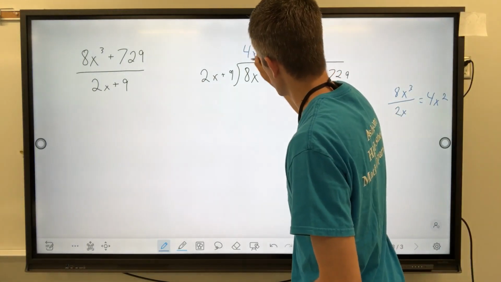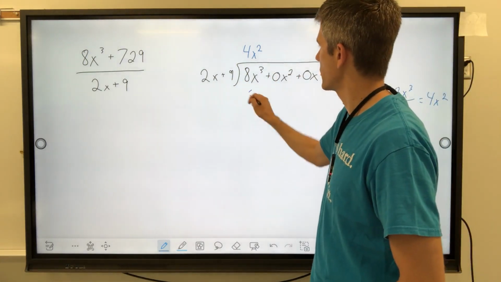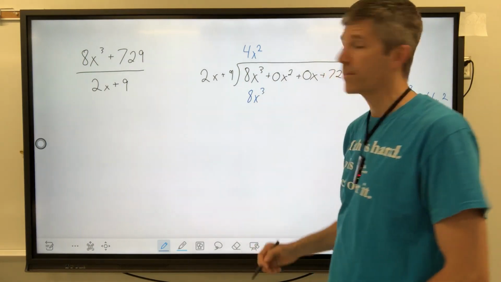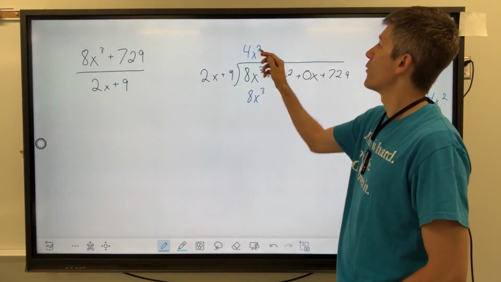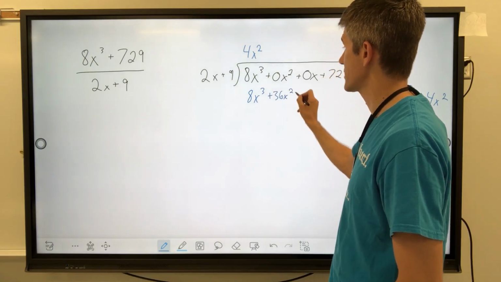That gives me 4x squared. Okay, 4x squared times 2x is going to give me 8x cubed. Oh, they're the same. They better be. We engineered it that way. 4x squared times 9 is 36x squared. They are not the same, and that's okay.